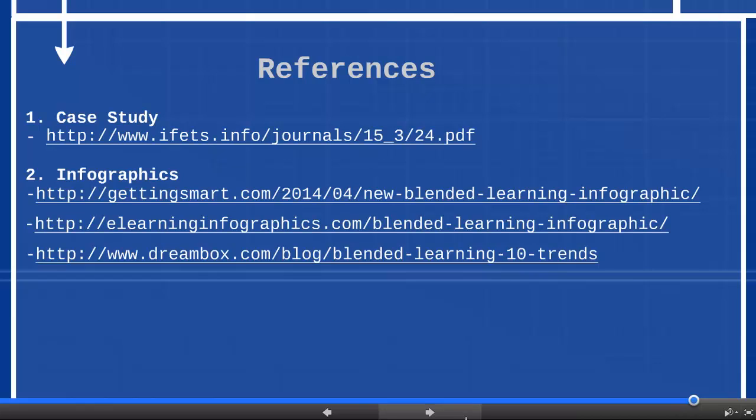And here are the resources or references I used for this screencast. Number 1 is the link to the case study that I used, and then number 2 has the links to all of the infographics that I used for some of the graphics throughout this presentation.